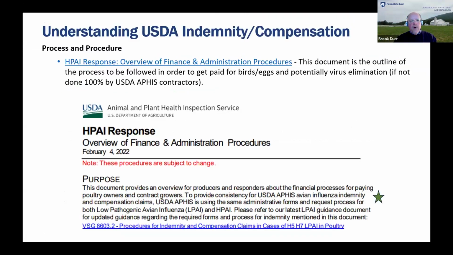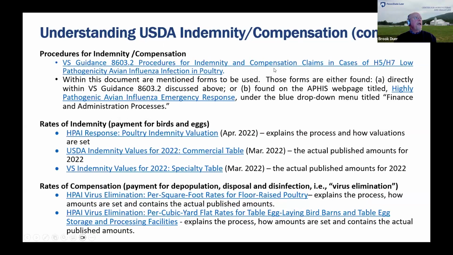Okay, now I'm going to go forward here. I'm going to give you a series of resources that, as a general practitioner or in whatever industry you may be in, if you ever run across a need to understand how your client has to deal with USDA and what they have to go through to get indemnity and compensation, are the documents you look at. This document here is just the overview of the financial and administrative portions of the indemnity and compensation process. Here are a number of other documents that are the same thing.